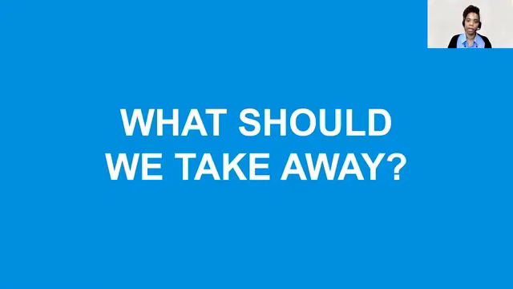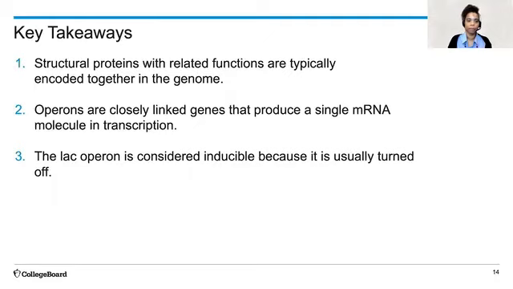So what should we take away from this lesson? The key takeaways. Structural proteins with related functions are typically encoded together in the genome. Operons are closely linked genes that produce a single messenger RNA molecule in transcription. And the lac operon is considered an inducible operon because it's usually turned off.